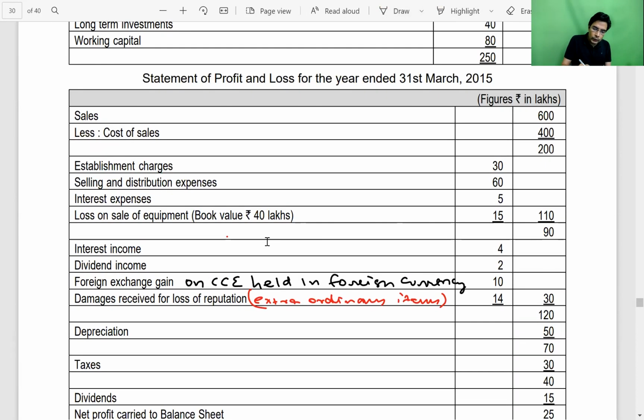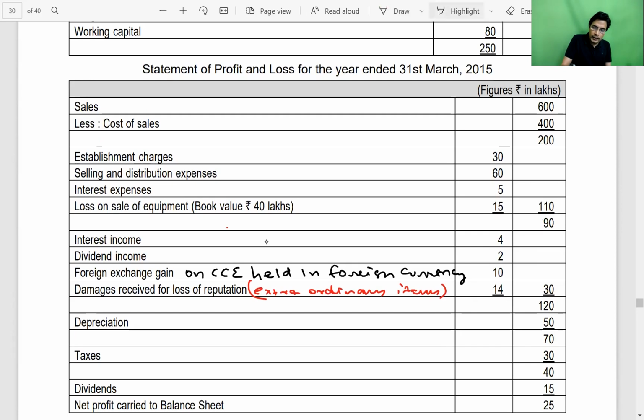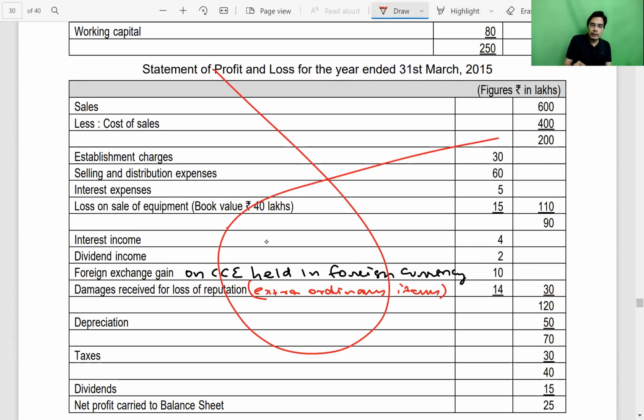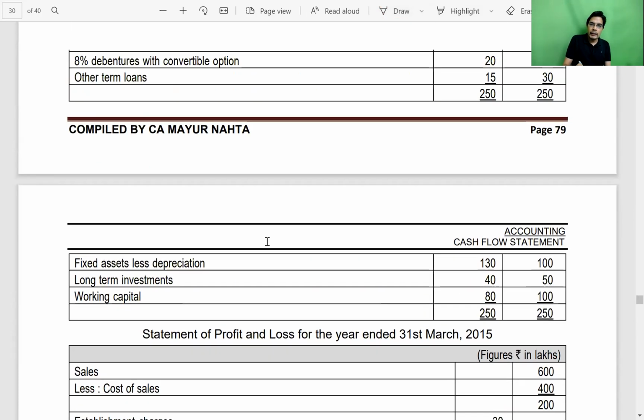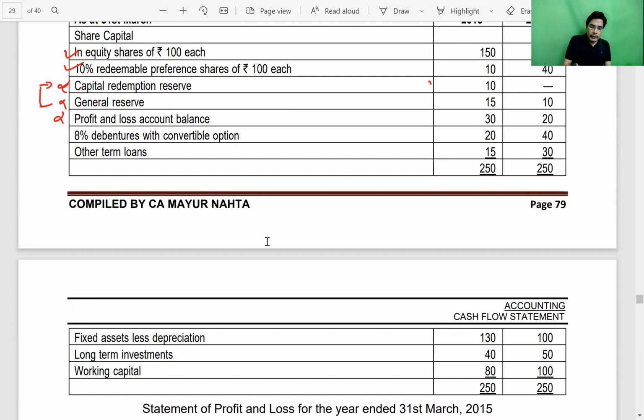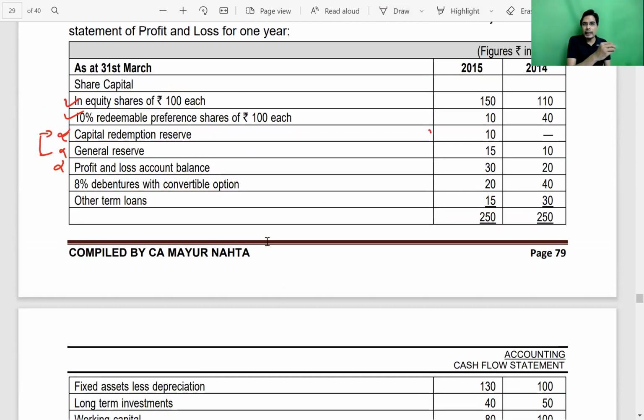But if the P&L account had not been given, then the net profit before tax and extraordinary item is determined by using the formula which we learned in question number 29, Royal Limited: difference in PL, add transfer to reserves. But when you are adding transfer to reserves, don't directly just take the difference of what is given in the balance sheet.